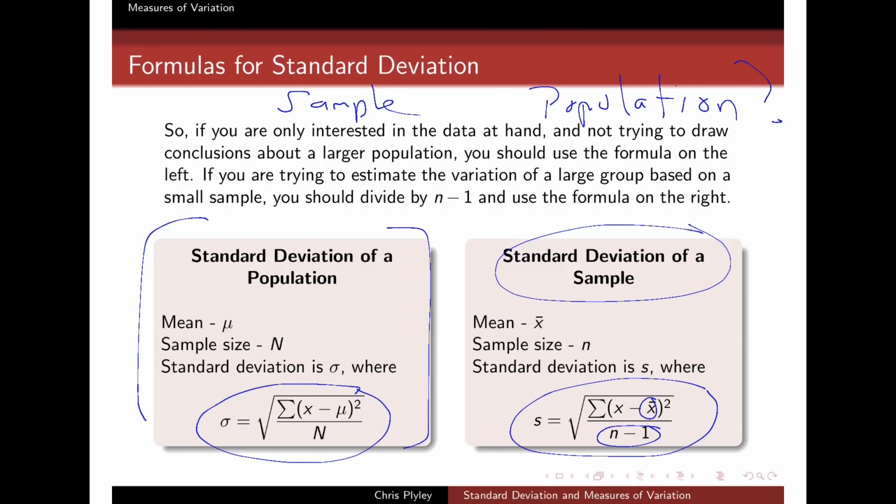These are the same, these are just the mean, this is just a symbol, doesn't mean anything. The difference is just in dividing by n minus 1, the sample size minus 1, as opposed to dividing by n.